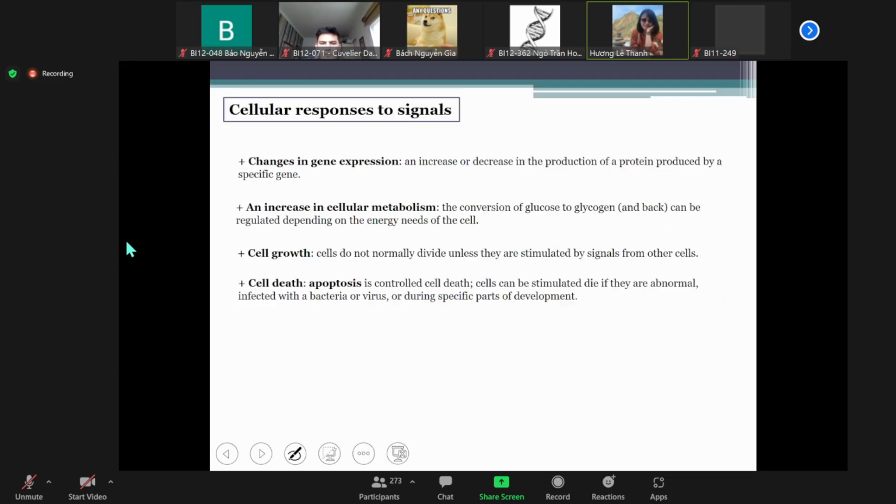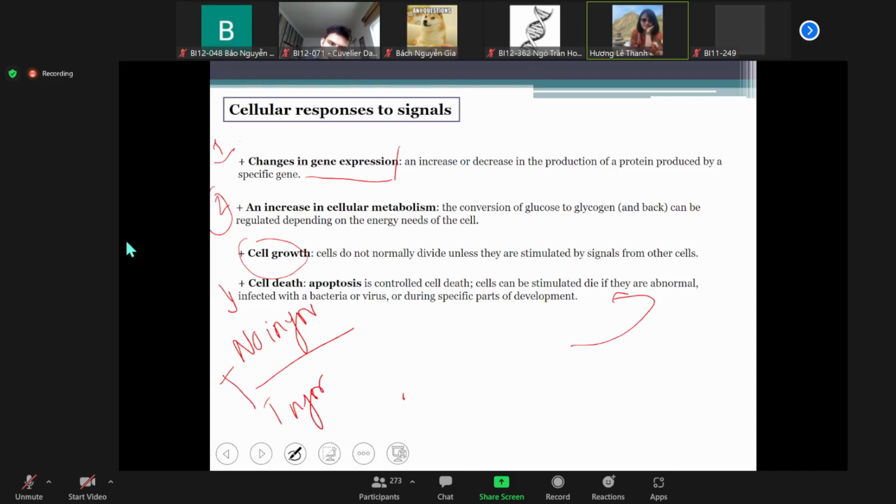How the cells can respond to this kind of signal by changes in gene expression, or increase the intracellular metabolism too. Number 2 is very quick, remember? The first one is very slow. The cell growth: they do not normally divide unless they are stimulated by signals from others, or the cell death if they receive no information from the environment. It could go to kill themselves, either from no information, or information that commands them to die.